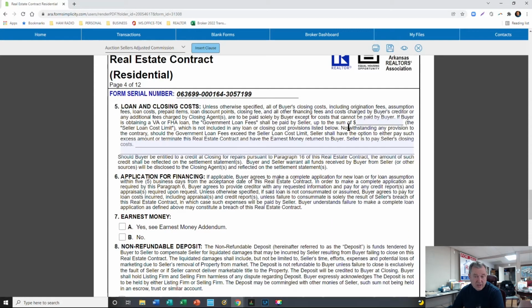Loan and closing cost. Again, when you're talking to that lender, find out what type of loan it is going to be, and also ask if they're going to need to ask for closing cost from the seller. So, you know, shall be paid by the seller up to the sum of, let's just say, $5,500. That's not uncommon these days. So that's only if. Now again, this right here will weaken your offer right there.